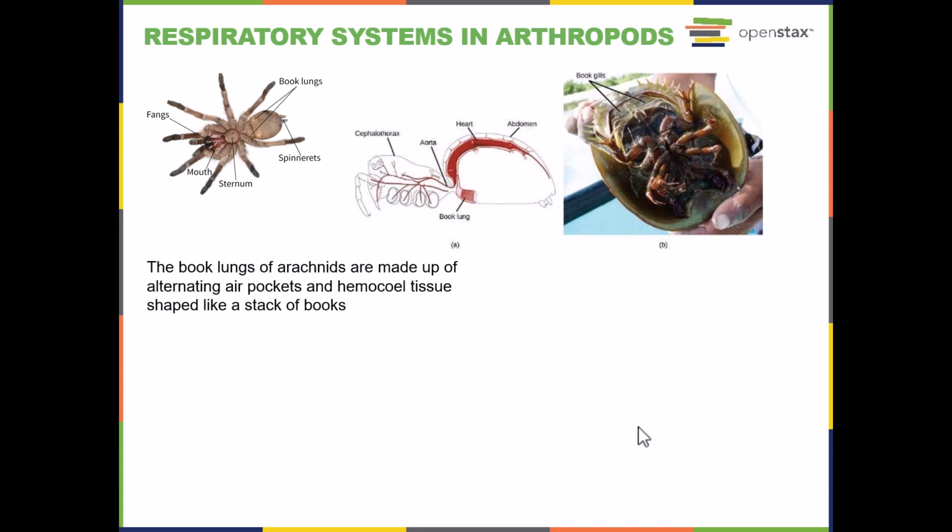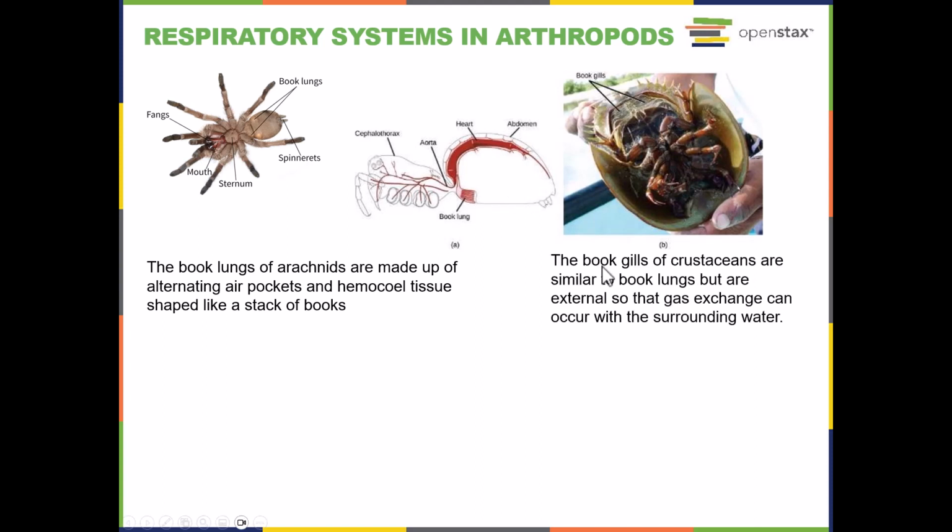On the left, we see that arachnids have structures called book lungs, which looks like layers of a book. That is where oxygen and CO2 exchange occurs. In our crustaceans, we have book gills. They are very similar to book lungs, but they're external to the body. Because this organism is in water, it can have those external. You can't have external lung surfaces in an organism that is terrestrial because a respiratory system has to be wet. And if you had this wet respiratory system on the outside of your body, it would just dry out.